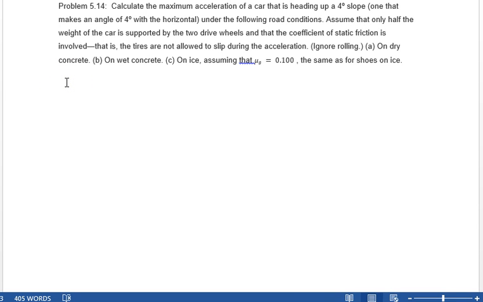All right, Chapter 5, Problem 14. We have a car on a 4-degree slope, and they want us to calculate what its maximum acceleration is under 3 different conditions. One is dry concrete, one is wet concrete, and the other is ice. Because I looked it up, I know that mu s for rubber on dry concrete is 1.0. All right, so in part A, mu s is 1.0.